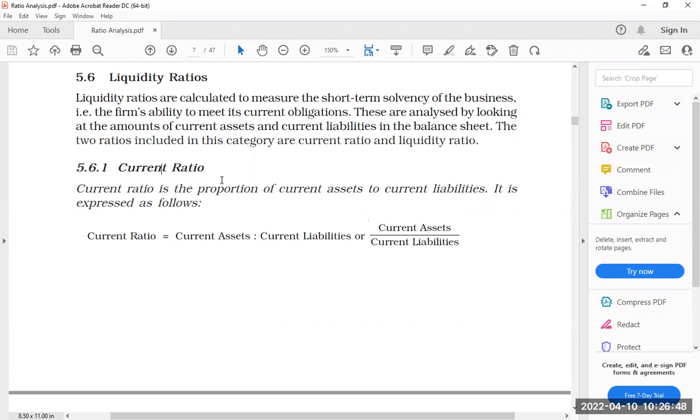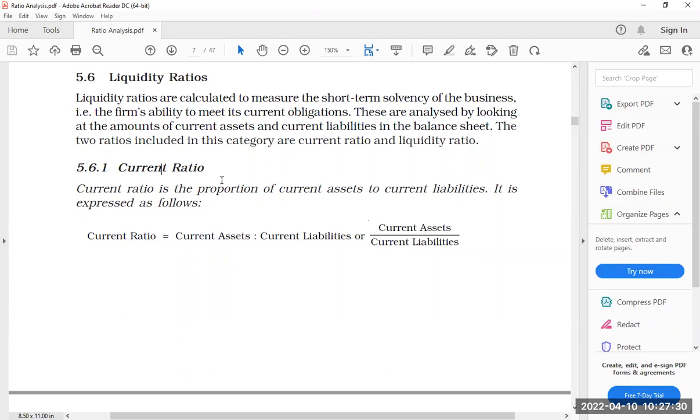What is a current liability? Any liability which needs to be settled within one accounting period at a maximum is called a current liability. Examples of current liabilities are outstanding expenses, income received in advance, bills payable, sundry creditors, accounts payable, bank overdraft, short-term borrowings, income tax payable, electricity bill payable, and all outstanding items. These are called current liabilities.